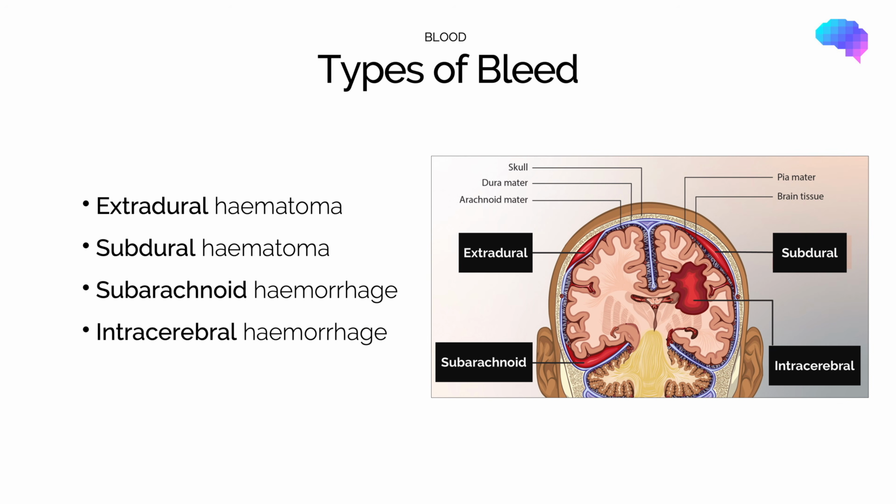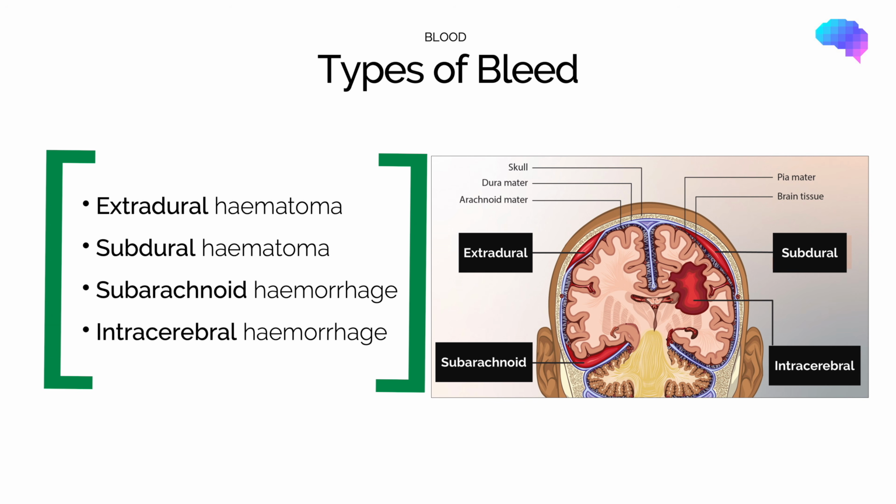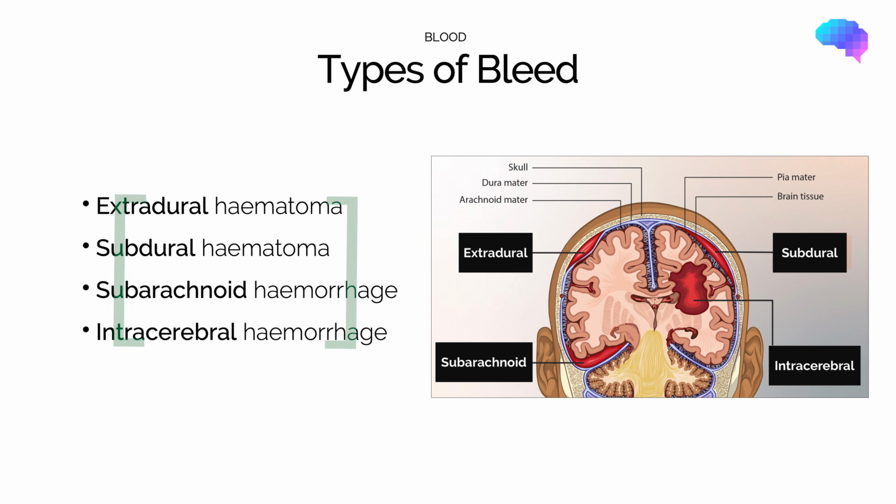So let's start with the first B of the mnemonic, which is blood. There are many types of intracranial bleed that can occur. We're going to focus on 4 main types today, which are extradural hematomas, subdural hematomas, subarachnoid hemorrhage, and intracerebral hemorrhage. So if we break down these names, part by part, you'll find that the name will tell you whereabouts in this intracranial space the bleed occurs. So extradural hematoma is outside the dura, so will be between the dura and the skull, for example.